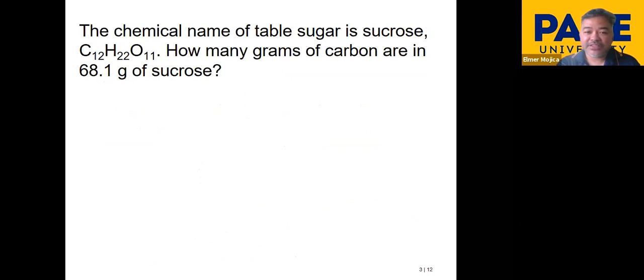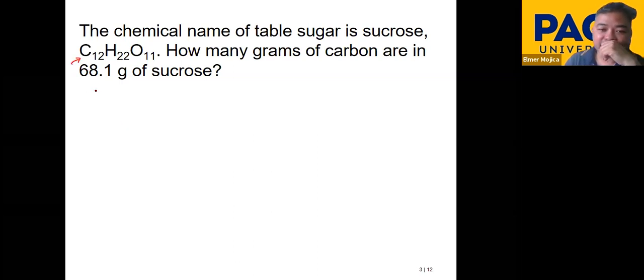And I think I have another example here. This is the same question that I gave in the last way of questioning. You have sugar, which is sucrose, that has this chemical formula. And you're asked how many grams of carbon are in 68.1 grams of sucrose. The only way to answer this question is to get the percentage of carbon in sucrose. So you do what we have done since the beginning of the chapter.